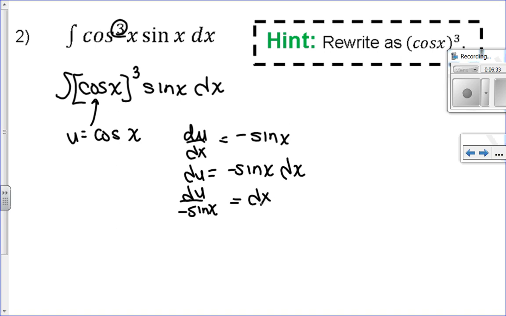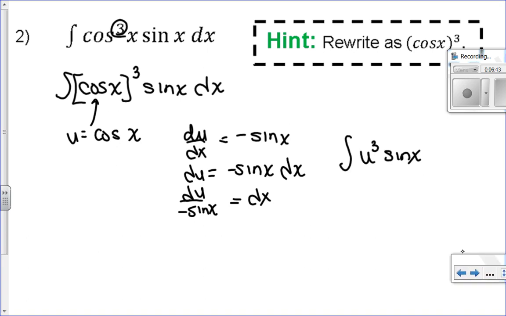Okay, now I'm ready to go back to my original integral. So I have the integral of cos cubed, which is now u cubed, times sine x dx, which is du over negative sine x. Now I know I chose my u correctly when these cancel and you're only left with u's and du's. So that's a -1, which I'll take out front, u cubed du.